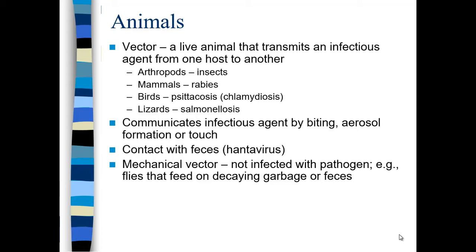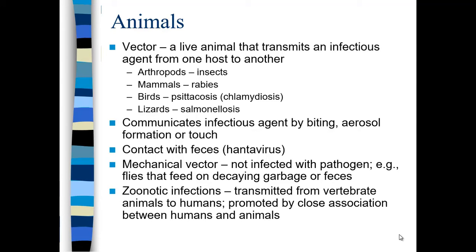A mechanical vector would be like a fly, and they're not infected with the pathogen. It's not systemic. It's not in their body, but they're carrying it on the surface of their body, like flies that feed on decaying garbage or feces that land on your food.